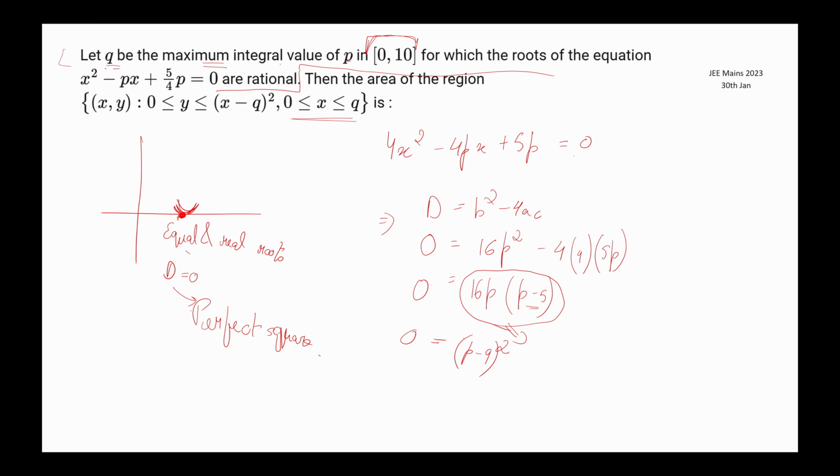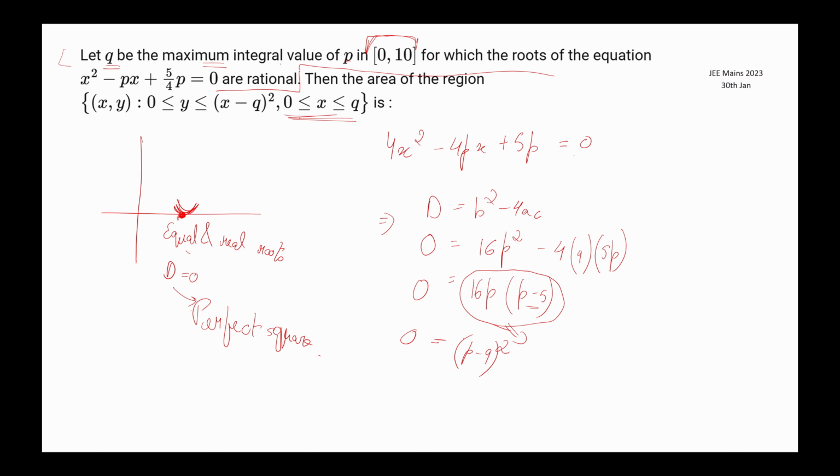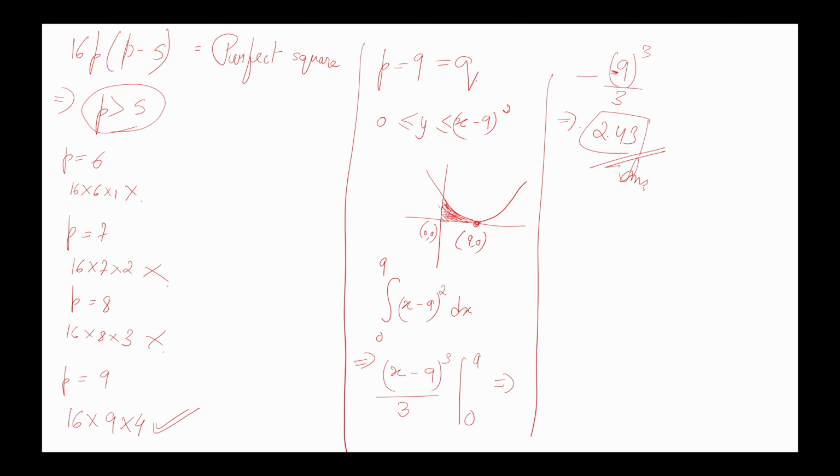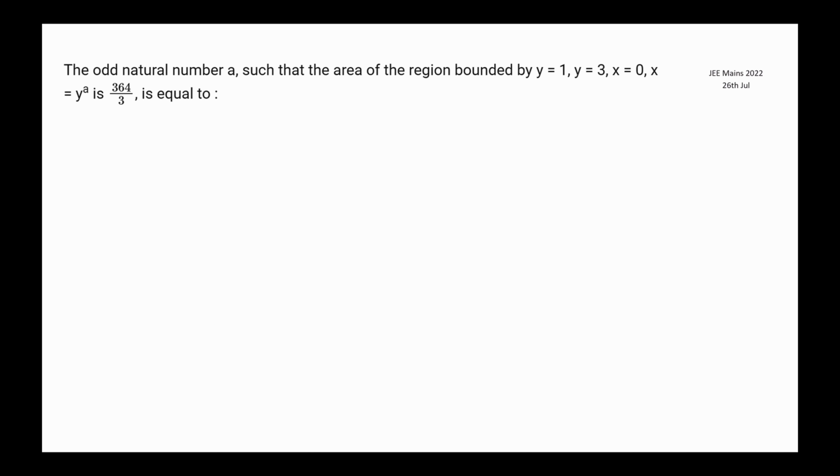Now they've told us that q is the maximum integral value of p. That means my q is also 9. And now comes our area under the curve question. They've told us to find the area of the region bounded by (x minus 9) whole square. We draw the diagram, we get our roots. We have to integrate it from 0 to 9, 0. They've given us the limits as well, which is from 0 to q. From there we integrate and we find our answer to be 243.